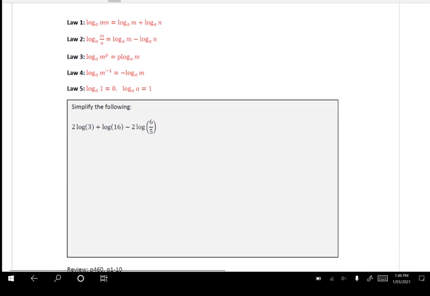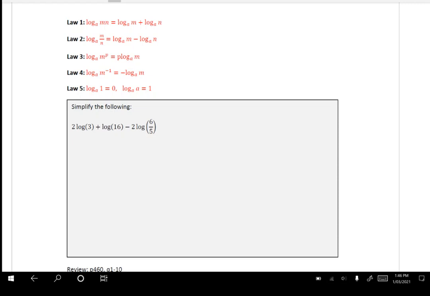We have 5 of them. Technically 6, because that last one is 2. These should be familiar from last year. The first one: if we have log of a product, we can split that product apart and just add the factors of the product together. And that works in the other way as well.